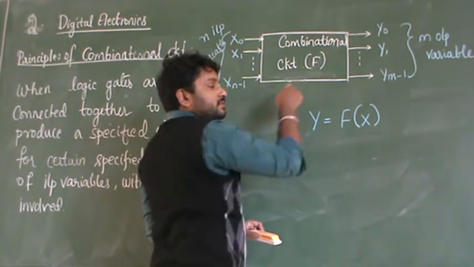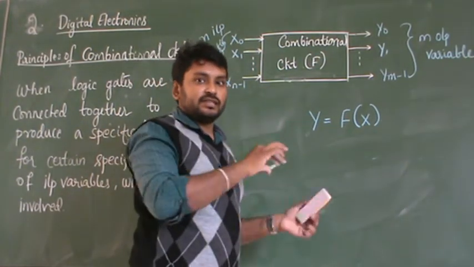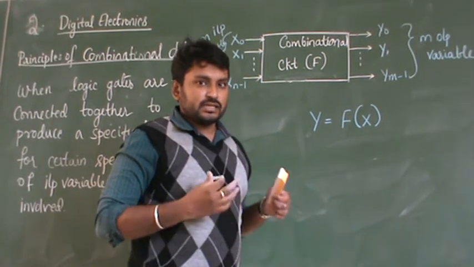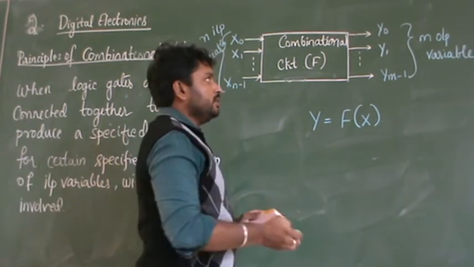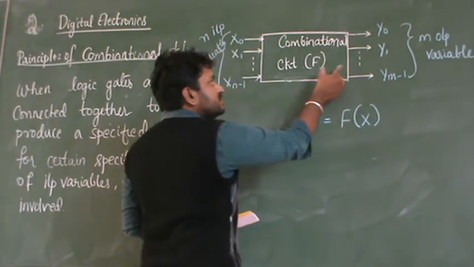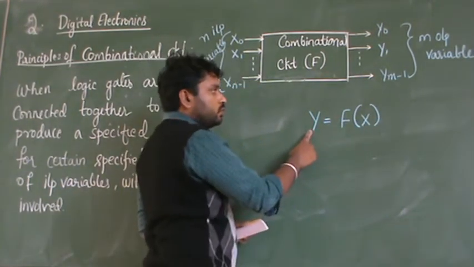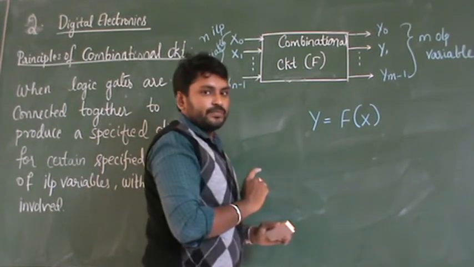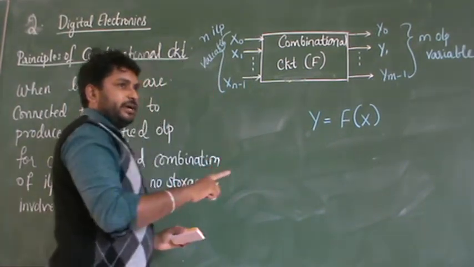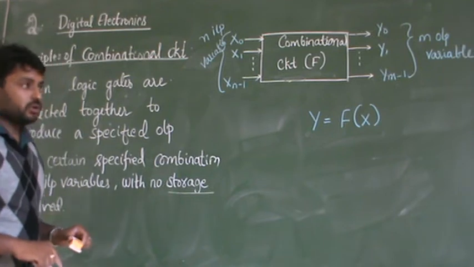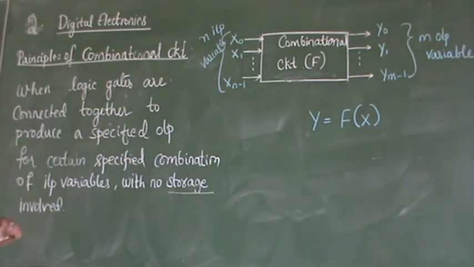Okay, this function we'll discuss later. What the internal circuit actually is, all those things we'll discuss a little bit later. Right now, the output is just a function of the input variables. That's why the equation is y equals f of x. Understood? So just copy down the definition of a combinational circuit along with the simple block diagram.